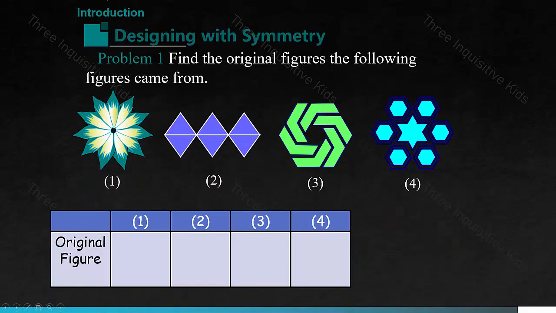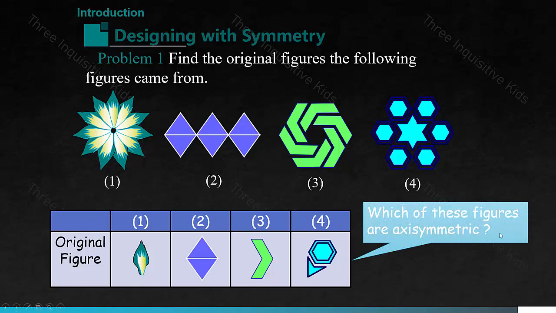Designing with symmetry. Find the original figures the following figures came from. So here we have 4 different designs. And what they mean by the original figure is the very basic picture you started out with before any reflecting or before any symmetry. So for the first one, when you break it down one by one, it would be just one flower petal. For the second one, it's just one rhombus. For number 3, it's one of these arrow-like pictures. And for the last one, it's the hexagon with this arrow-like picture.